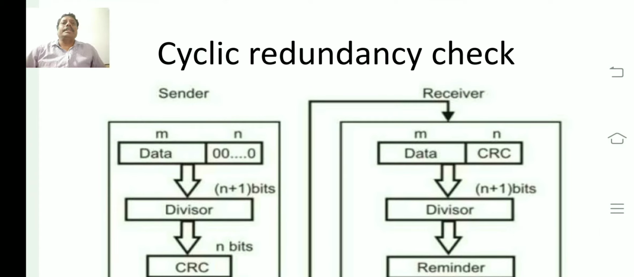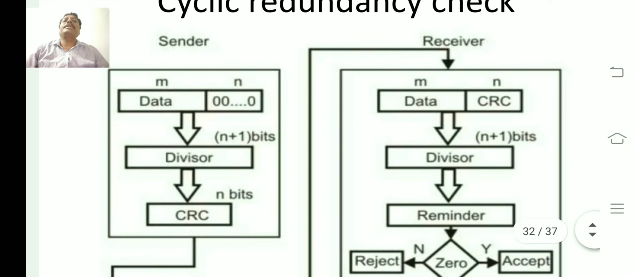Here the sender is going to send data with the CRC bits, cyclic redundancy check bits. So you need to generate the CRC bits for that data, and here we are going to append zero bits. How many bits are to be added? That is the number of bits in the divisor we are going to use. If you are using a 4-bit divisor, then 3 zero bits will be added along with the data. So that becomes the dividend.